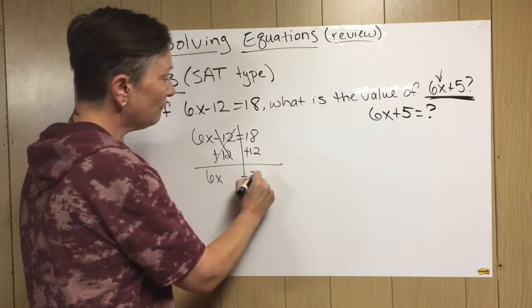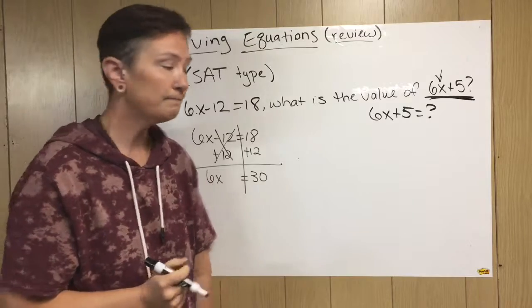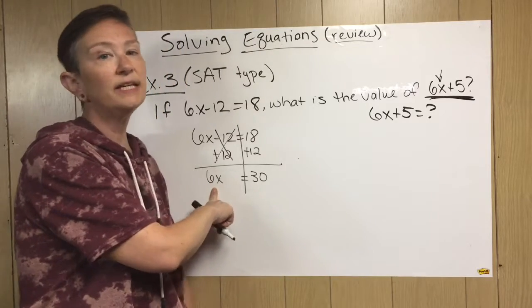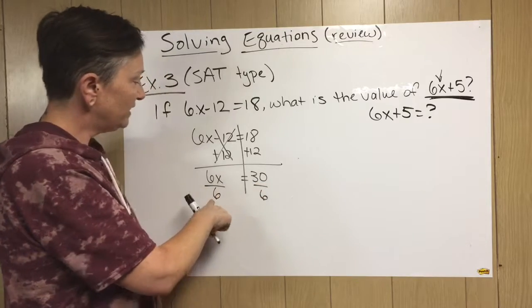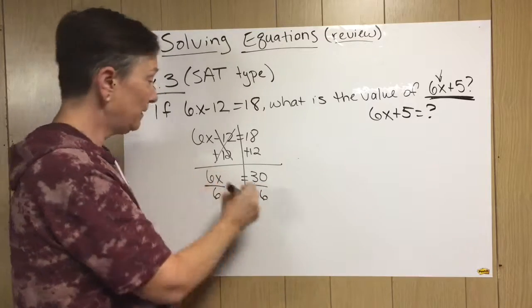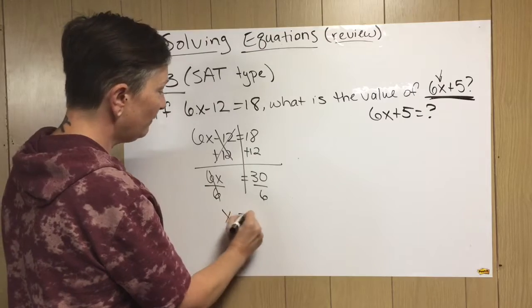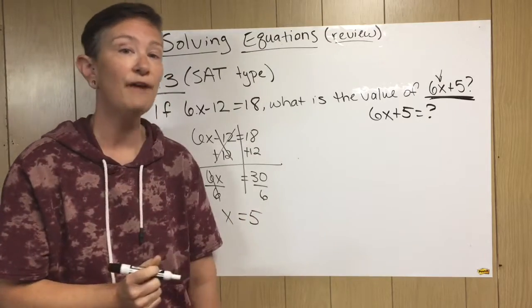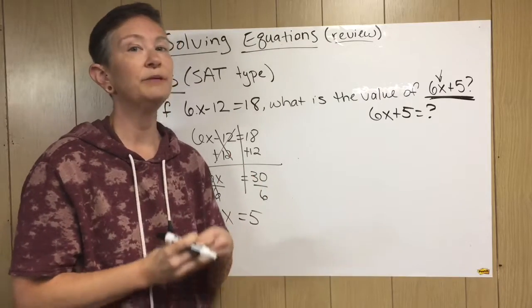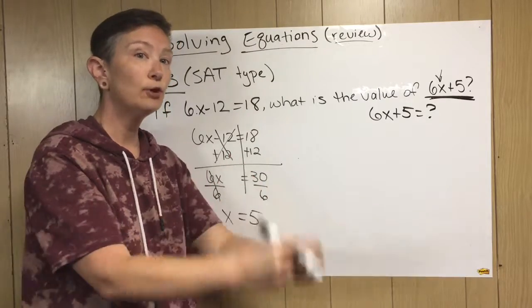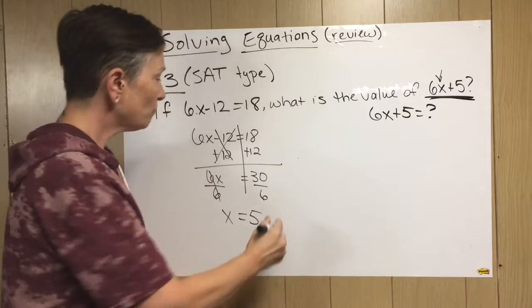18 plus 12 will give me an answer of 30. Then lastly, to get x by itself, I'm going to divide by 6 because that is the opposite of this multiply. So then I get a final answer of x is equal to 5. Now that's not what the actual problem asks me to find. That's just one step closer to getting where we need to get.